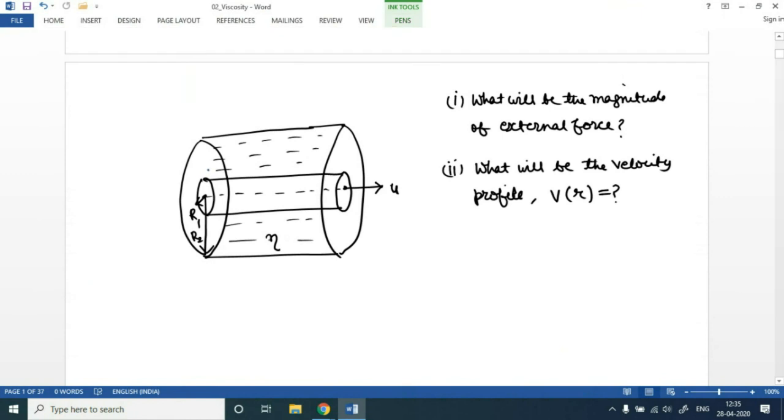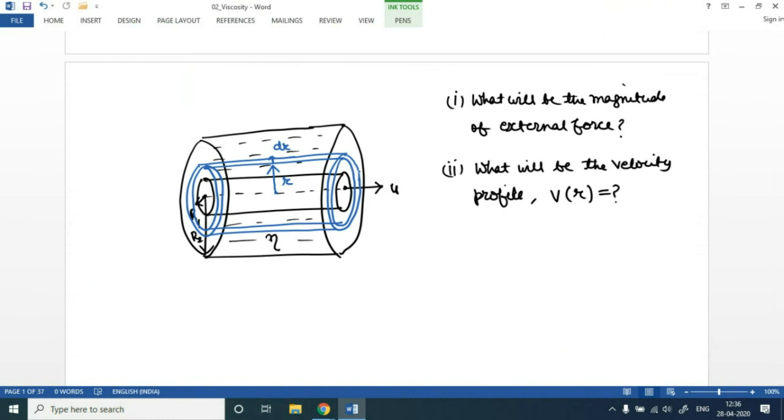Imagine a thin layer of liquid which is located at distance r from the axis. The thickness of this thin layer would be equal to dr. This small thickness forms a thin hollow cylinder, and this is the element we are looking at, over which we have to find the viscous force.